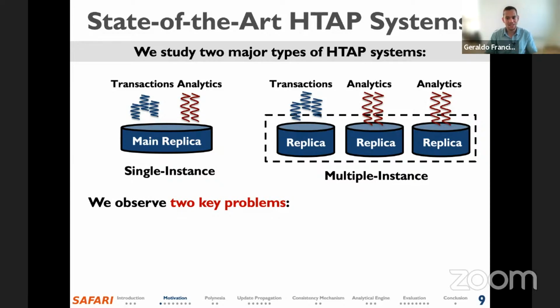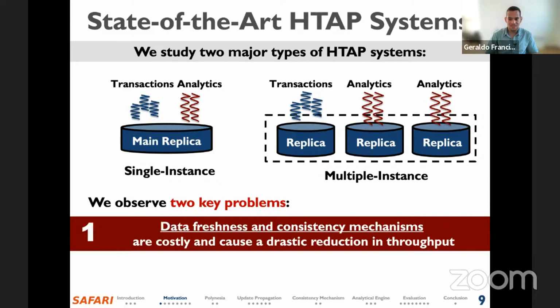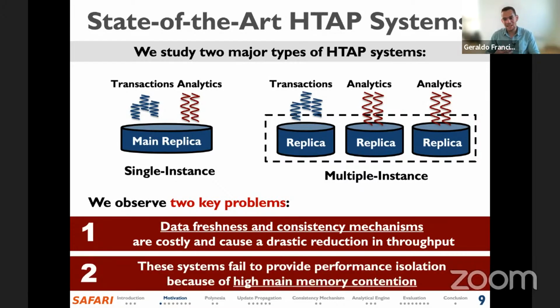Specifically, we observed two tricky problems for both designs. The first one is that data freshness and consistency mechanisms in state-of-the-art HTAP systems are costly to implement and cause a drastic reduction in both transactional and analytical throughput. And the second one is that HTAP systems fail to provide performance isolation because of the higher contention at the main memory. Next, I'm going to show the limitations of state-of-the-art systems in more detail.